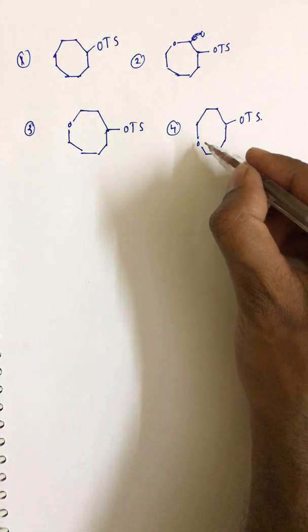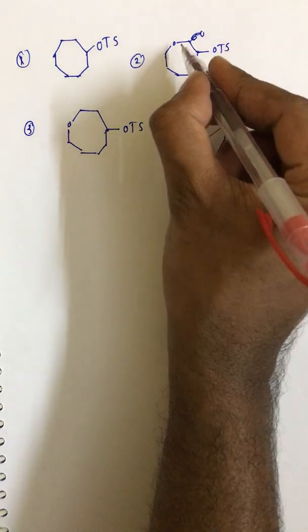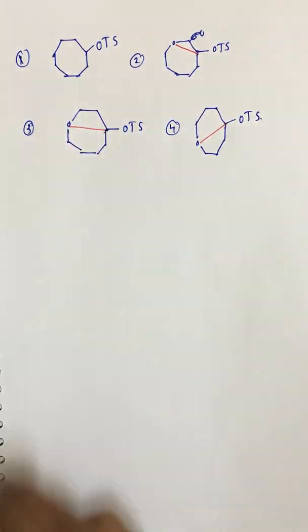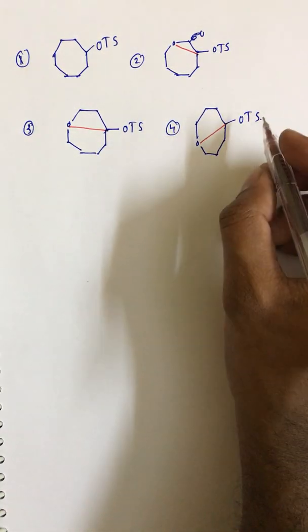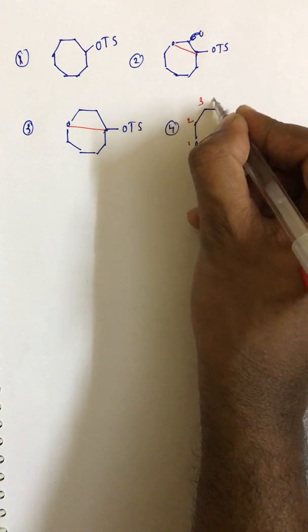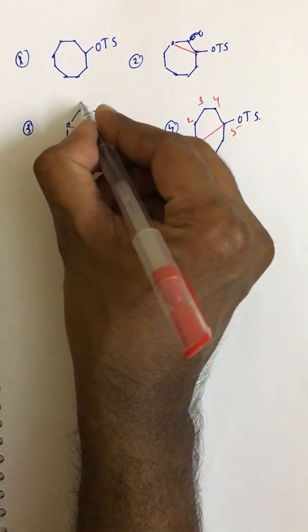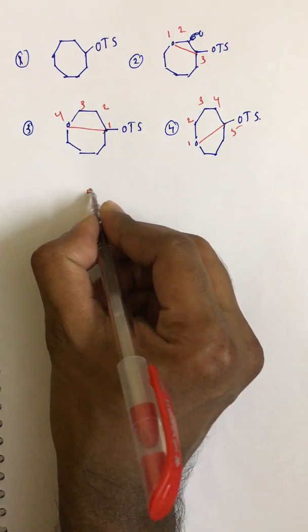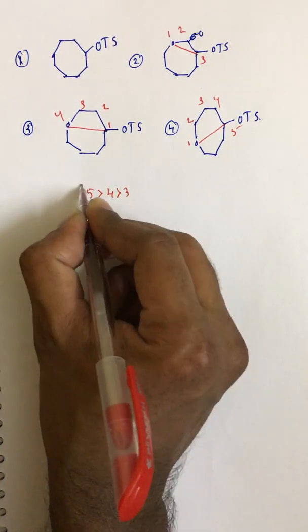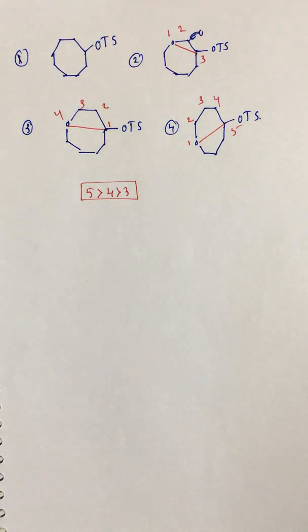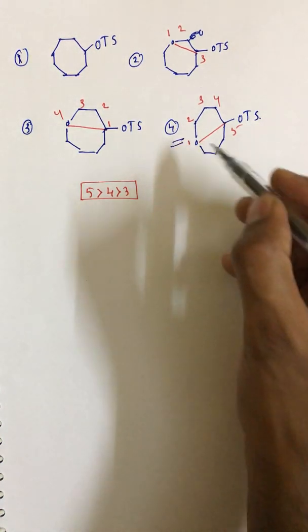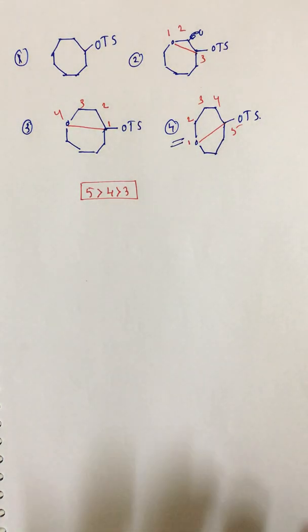Just connect the oxygen with the carbocation everywhere. It's very simple. Now number them 1, 2, 3, 4, 5. Similarly 1, 2, 3, 4, and 1, 2, 3. We know that a 5-member ring is more stable than a 4-member ring, then a 3-member ring. So this is the order, right? In this fourth compound we are getting a stable 5-member ring, right? So this is more reactive.